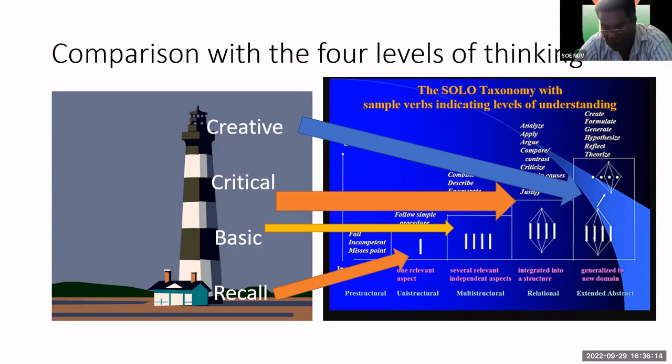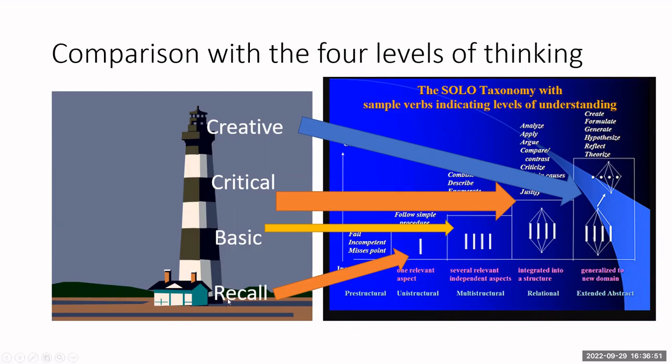Okay, I'll give you one example. Why not include pre-structural? Why do we not include pre-structural in this alignment? Maybe because we haven't started the lesson yet, or so on.